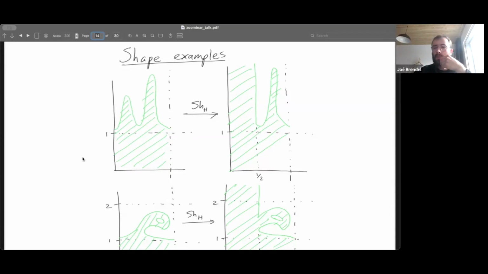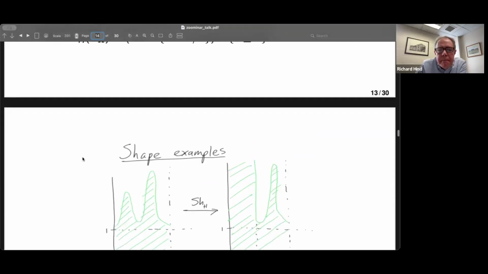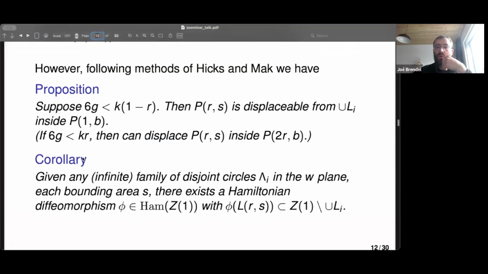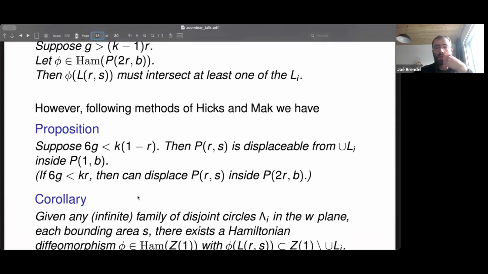So in your initial intersection result, there was this question of replacing the set by a smaller set. It seems to me a natural candidate would be taking a union of Lagrangian tori, like L_R S union L_2R S union L_3R S, for example. Yes, that would be a natural thing, but in that case, it's somehow even easier to displace.